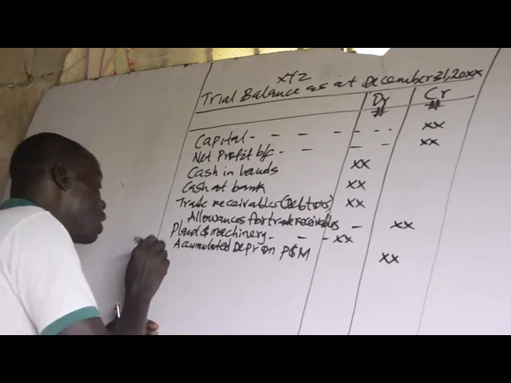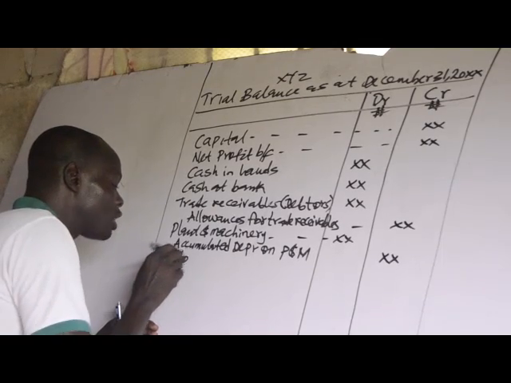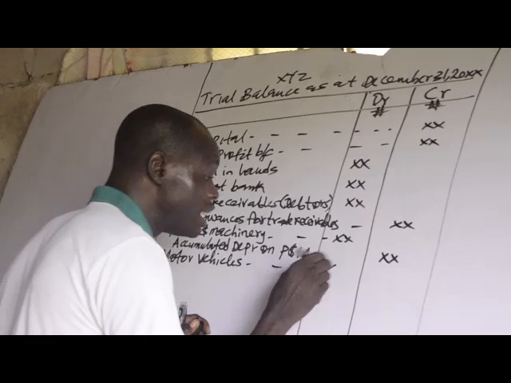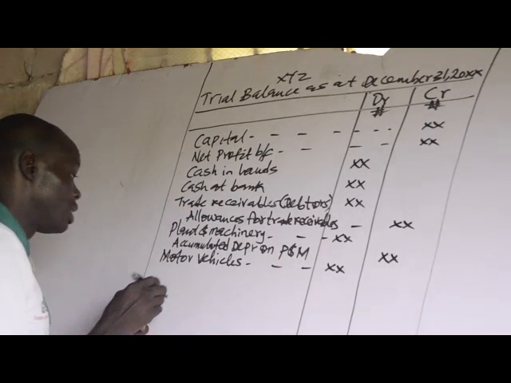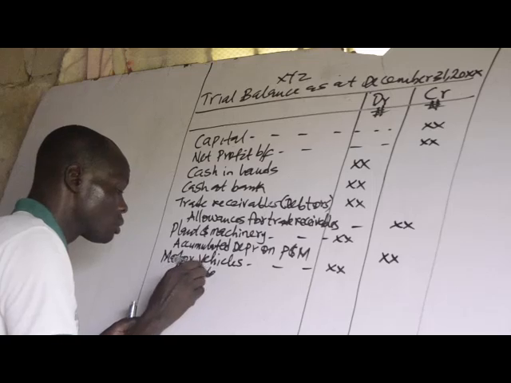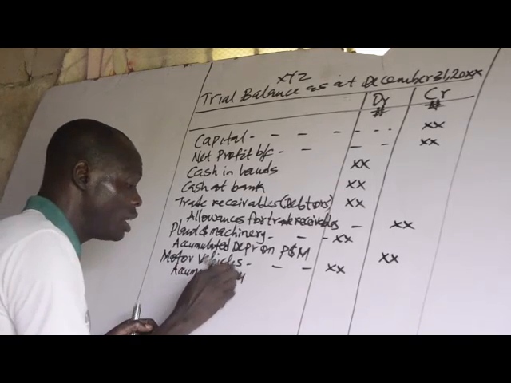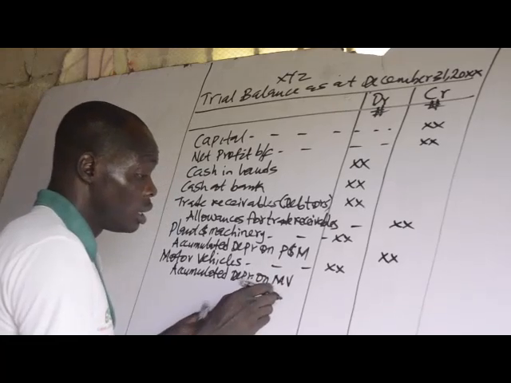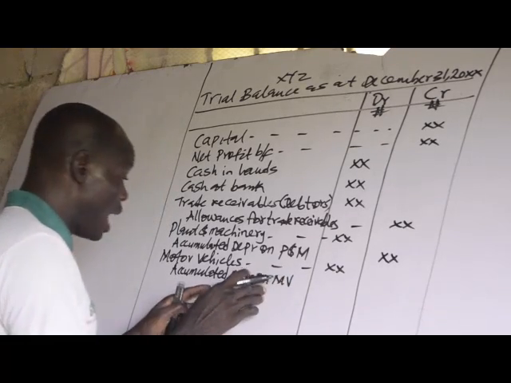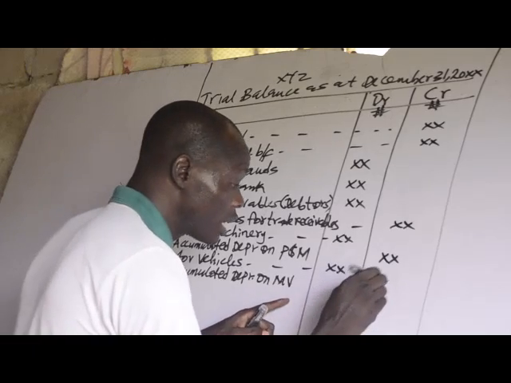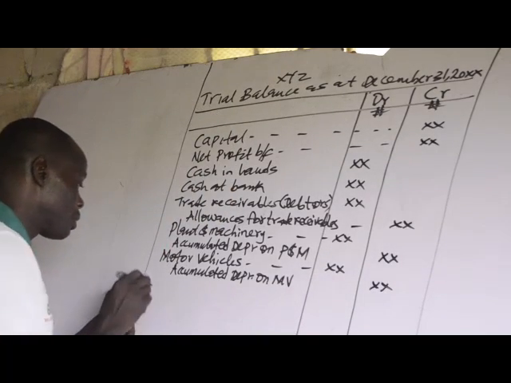Now, motor vehicles. Motor vehicles is an asset. Motor vehicle is an asset. It will take a debit entry. Accumulated depreciation on motor vehicles. The provision for depreciation now, since motor vehicle is a debit entry, provision made against that will take a credit entry in the trial balance.